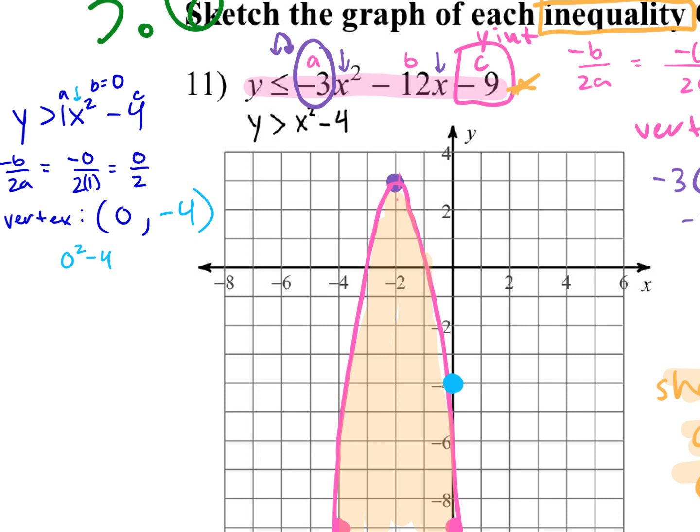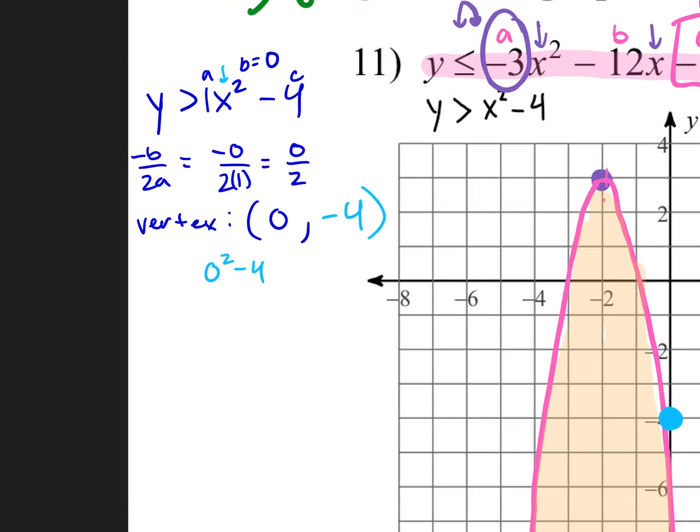-4, which is the same point that I just put on my graph. Just so happens that my vertex is the y-intercept. So what do I have to do to find another point? Plug in a number close to it. We want to plug in a number close to our axis of symmetry, which is 0. So what number should I plug in? 1. Sure, we can plug in 1.